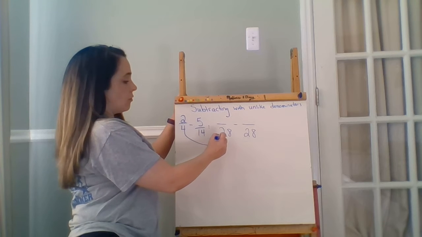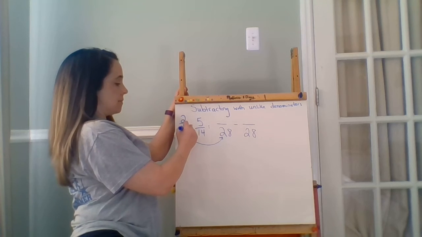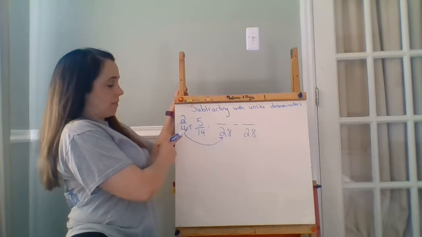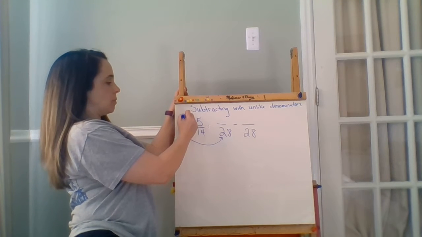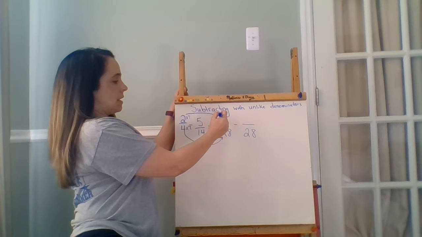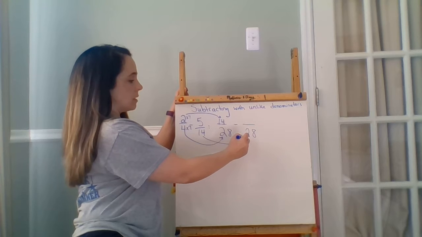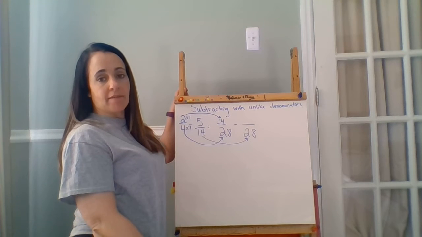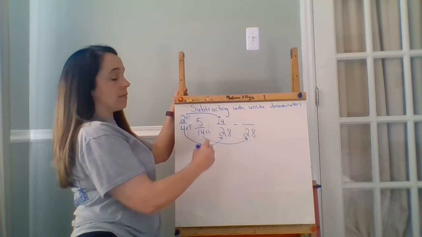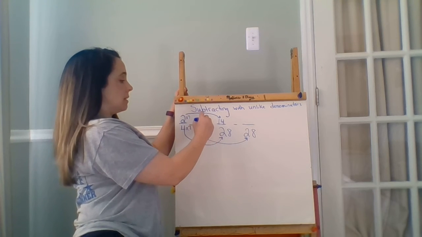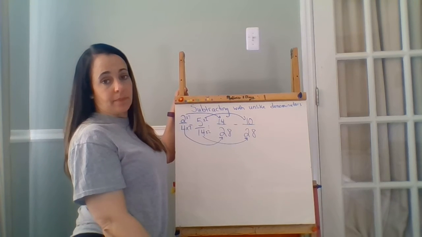So, what did I do to the 4 to get it to become a 28? 4 times what is 28? Well, 4 times 7. And the rule is whatever you do to the bottom, you have to do to the top. So if I multiply the bottom by 7, I have to multiply the top by 7. 2 times 7 is 14. Okay? Over here, what are you doing to the 14 to get it to become that 28? 14 times what? 14 times 2. Whatever you do to the bottom, you have to do to the top. 5 times 2 is 10.